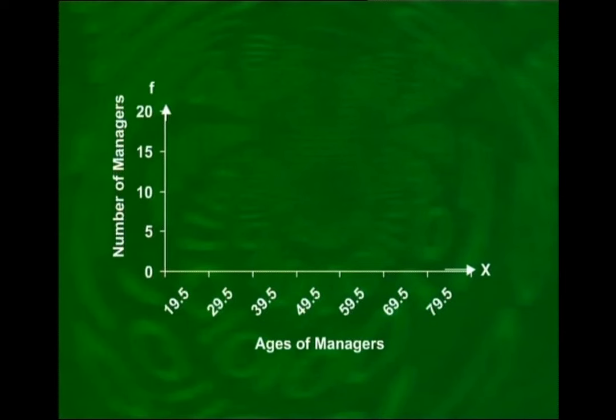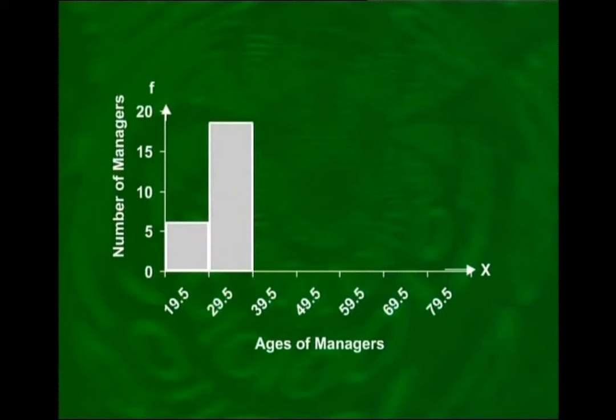Now, in order to construct the histogram, we will take the class boundaries along the x-axis and the frequencies along the y-axis. The histogram is a set of adjacent rectangles, and the heights of the rectangles will be according to the frequencies. The first frequency is 6, and so the first rectangle has a height of 6 units. The second frequency is 18, and therefore the second rectangle is much taller than the first one, as you can see on the slide. Similarly, the third frequency is 11, and we have the third rectangle with height equal to 11 units. Proceeding in this manner, students, we obtain the histogram that you now have on the screen.